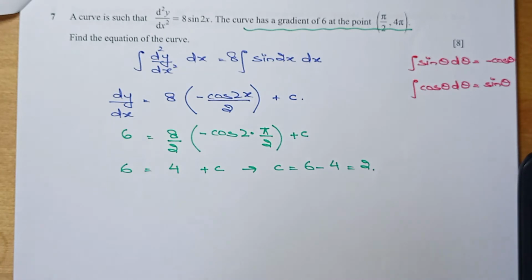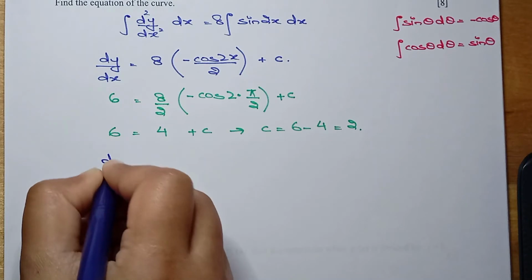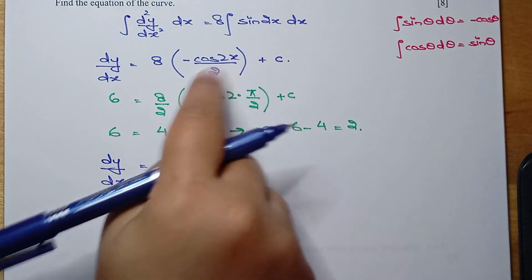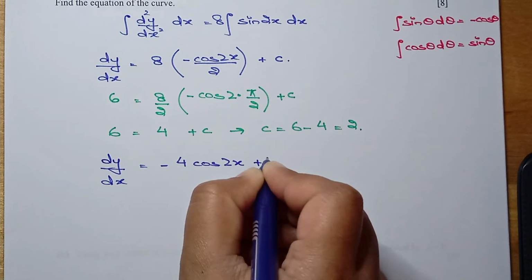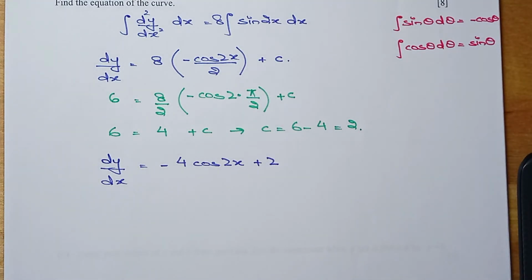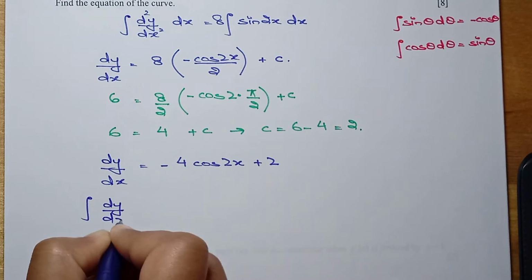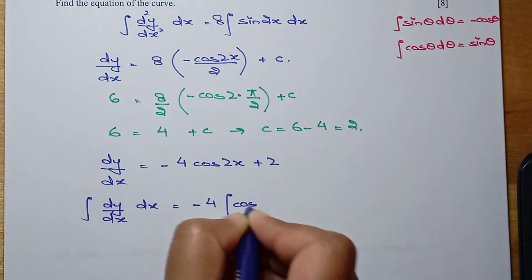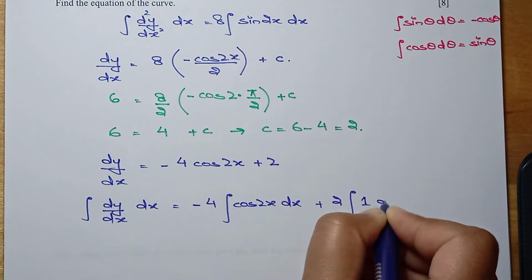Just substitute the C value back into the first derivative. So we have dy over dx is equal to minus 4, because 2 times 4 is 8, cos 2x plus 2. Right. Now we need to integrate it one more time to get the equation for the curve. So applying integration, dy over dx with respect to dx, and minus 4 is outside, integration of cos 2x dx, and plus 2 is outside, integration of 1 dx.